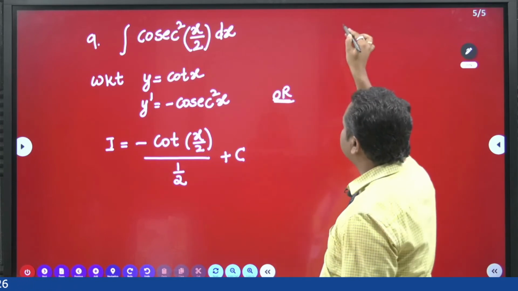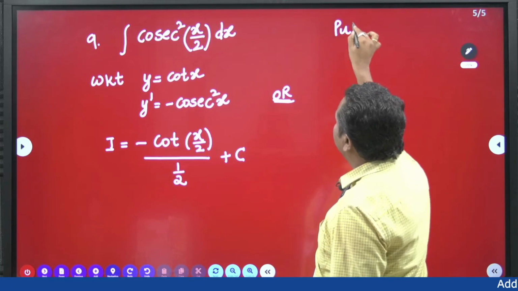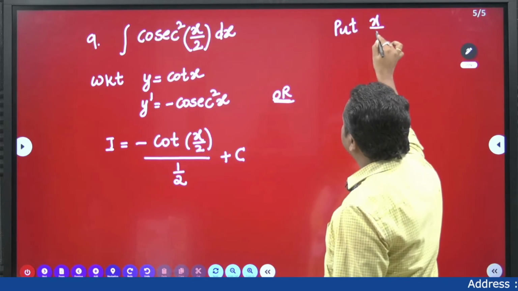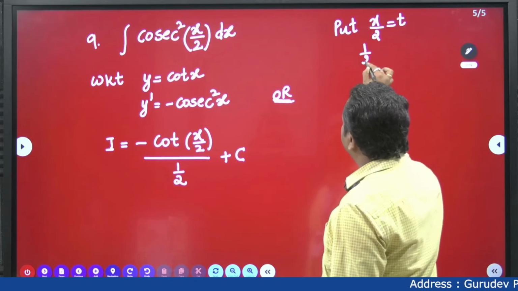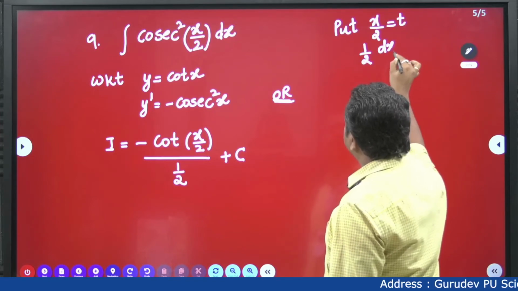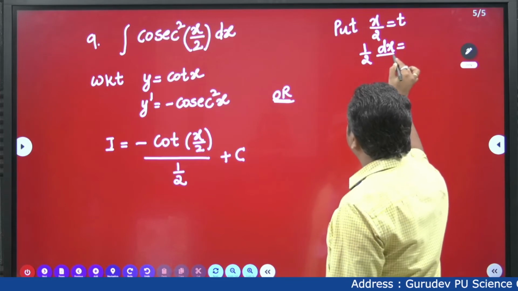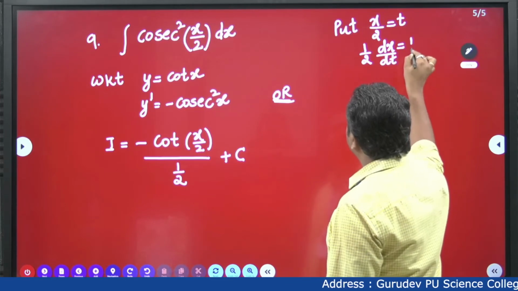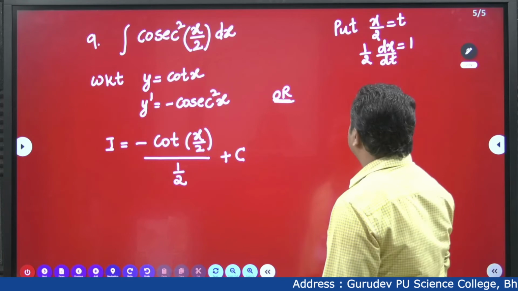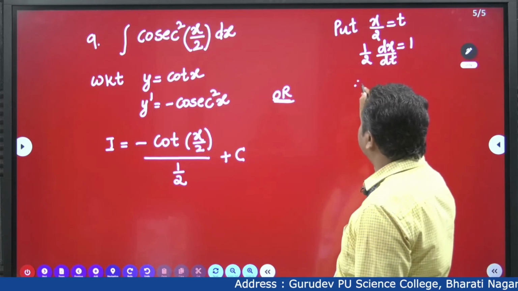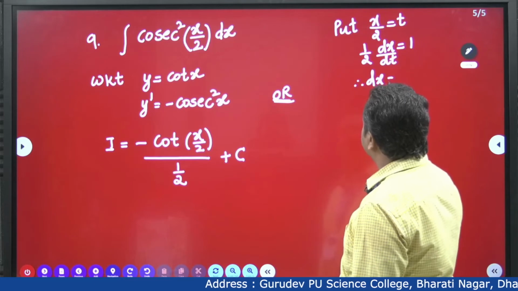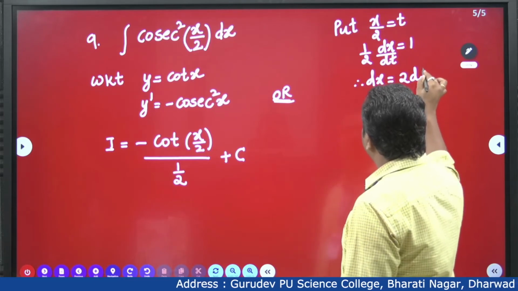Or else, if you want a detailed solution, let's go for substitution. Put x by 2 equal to t. Clear? So what we get? 1 by 2 dx is equal to dt, or dx by dt is equal to 1, or you can take dt by dx also, whichever is fine. However, I am interested in the dx value. Therefore, what is the dx value? Dx is nothing but 2 times dt.